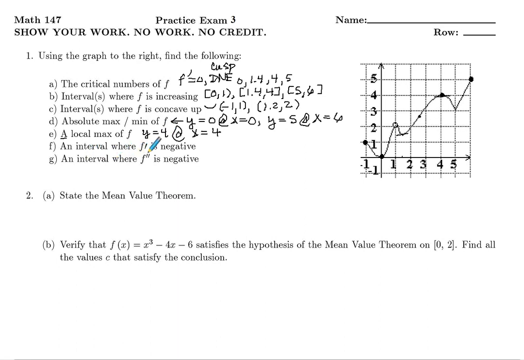An interval where f prime is negative. Okay, remember that f prime less than 0 means that f is decreasing. So we want an interval where f is decreasing. So between -1 and 0, certainly the graph is decreasing. Notice that we can't include 0 because there f prime isn't less than 0. F prime is equal to 0 right here. We could also go from 1 to 1.4, whatever this critical number is, or from 4 to 5 would be another one.